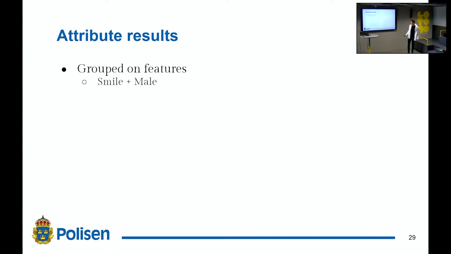Also, another test was made, grouping the principle on features instead of grouping them randomly. So while the first one grouped people randomly, this one would group them on features such as smiling and male. Using these two, for example, we'd get 4 classes. We'd have smiling and male. We'd have not smiling and male. We'd have not male but smiling, and not smiling and not male.